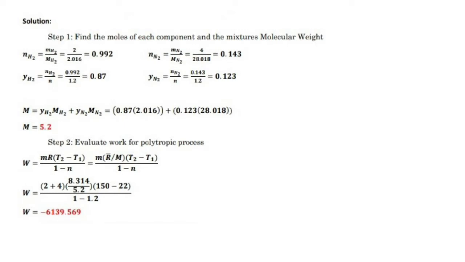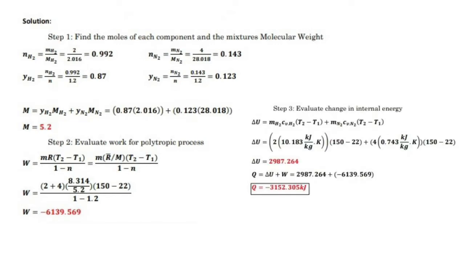By following the pattern for this solution, we'll have the molecular weight of the mixture as 5.2. Step 2, evaluate work for the polytropic process. By substituting the values, we'll have work equal to negative 6,139.569. And step 3, evaluating the change in internal energy. Again, by substituting the respective values, we'll have the change in internal energy as 2,987.264.